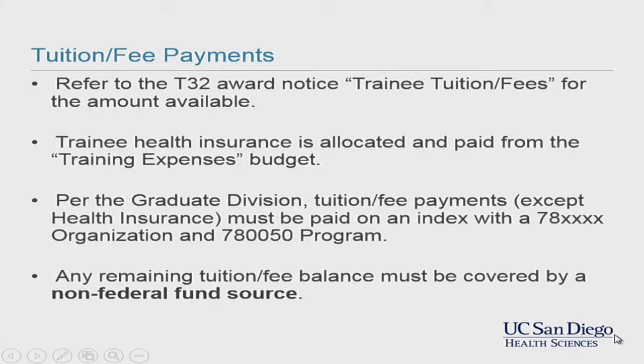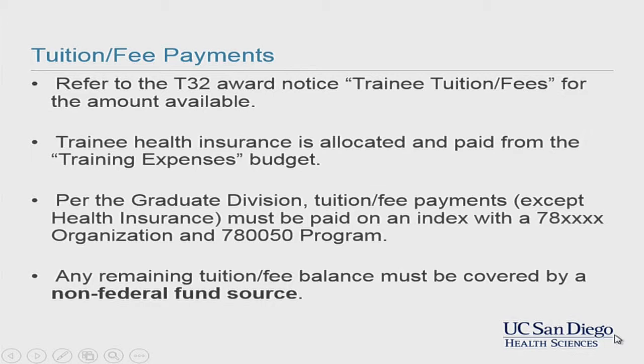So the funding department or training grant department will usually contact the student's home department to identify a non-federal fund source to pay the balance of tuition and fees on the student's behalf. Otherwise, they won't be registered, so those have to be paid. Again, the index has to be set up with the 7A Oregon program for the graduate division to process the payments.